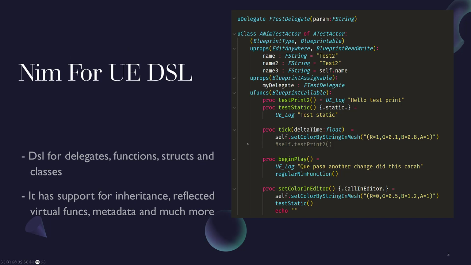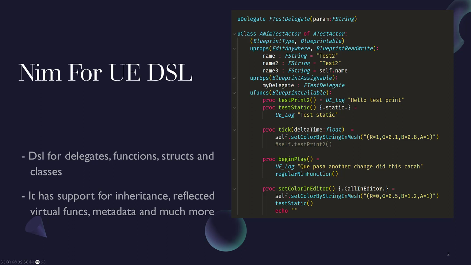Okay, so this is the NimForUE DSL that we introduced. It has a specification for all major type definitions that you can do in Unreal: delegates, functions, structs, and classes. Here, for example, we have a delegate and a UCLASS, and then a bunch of functions, right?